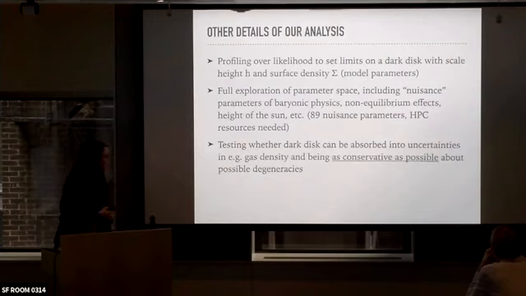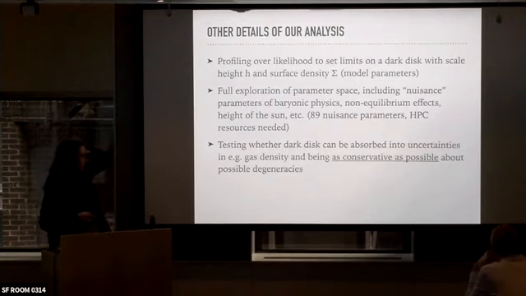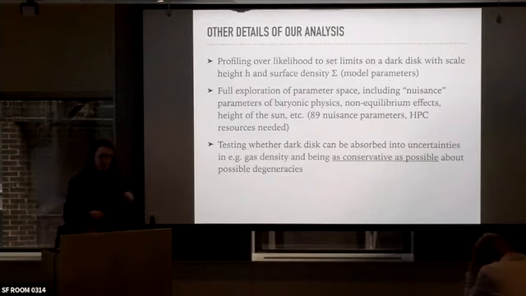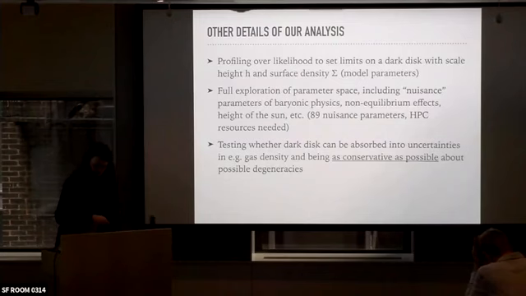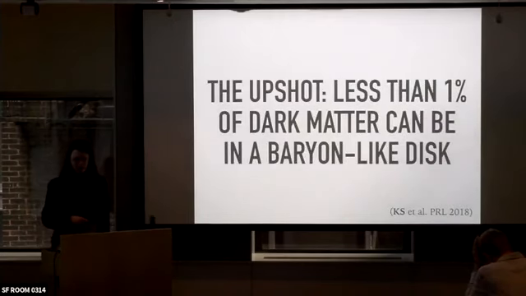And really, we were trying to be as conservative as possible in everything we were doing, really trying to make sure we're not overstating any claims about the possible existence or lack thereof of a dark matter disk. And the upshot, when we did our analysis, is that less than 1% of dark matter can be in a baryon-like disk.